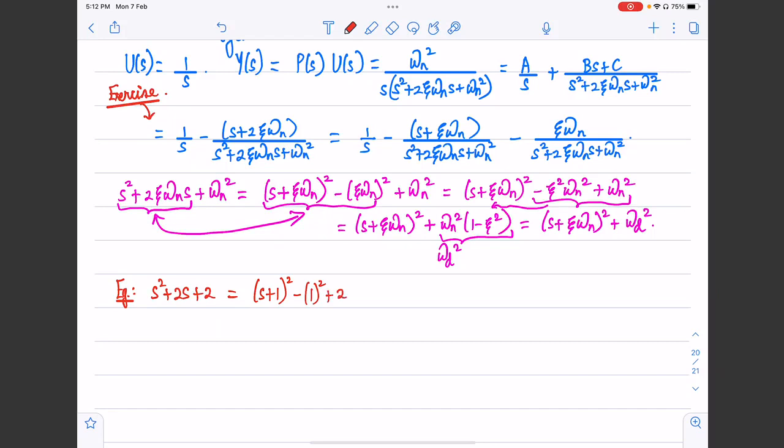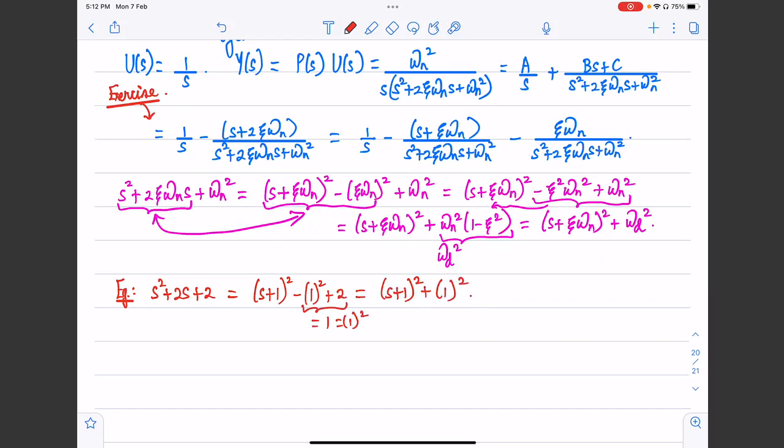And then anyway I'm going to be left with the remainder. So when I do completion of squares or sum of squares, I get the result as s plus 1 whole square plus 1, because minus 1 plus 2 is anyway 1, which I can also write as 1 squared.